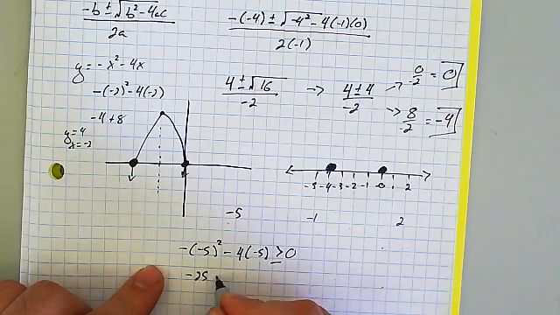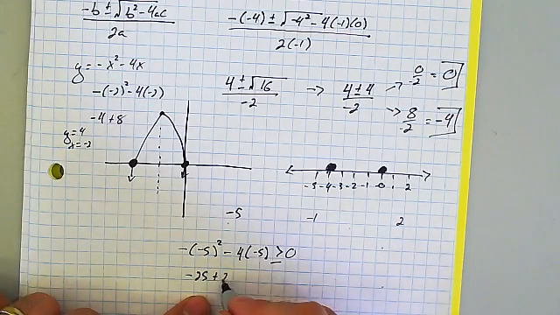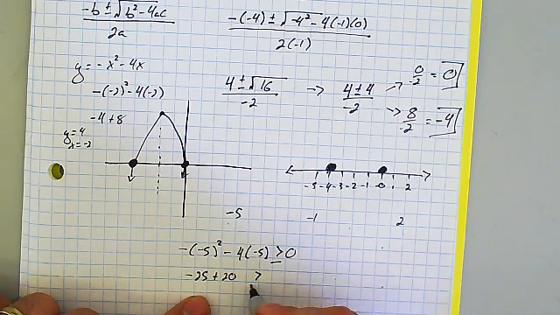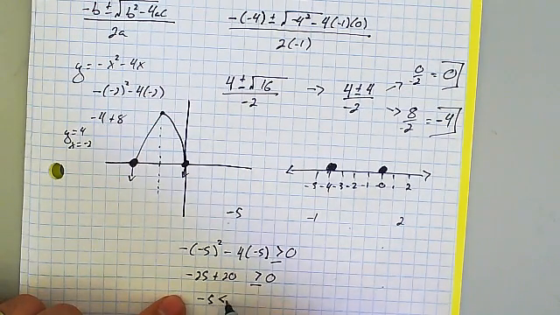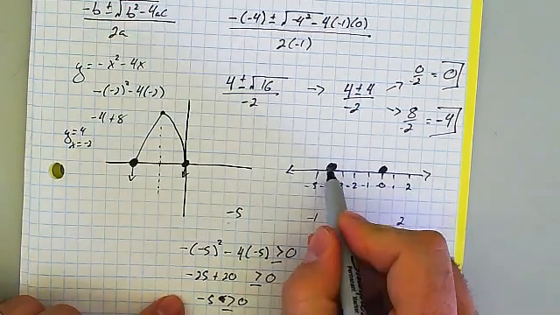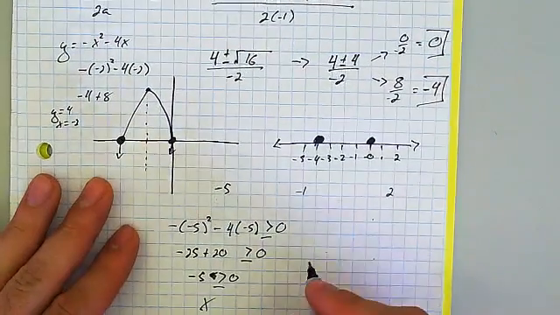Negative 5 squared is 25, so we're going to have negative 25. Negative 4 times negative 5 is plus 20. Is greater than or equal to 0. So, is negative 5 greater than or equal to 0? No, it is not. So we know that our arrow does not go to the left.